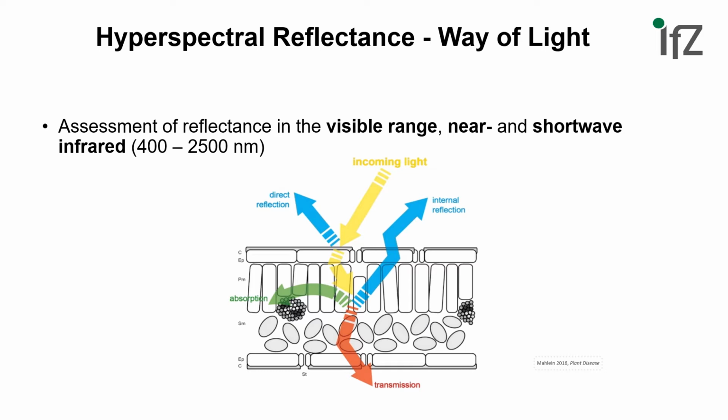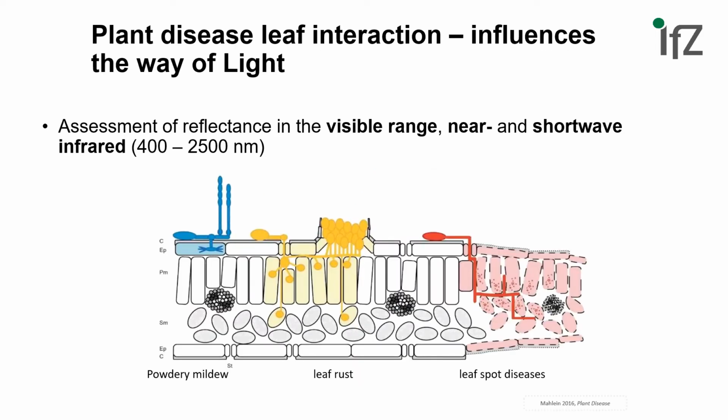This is the transmission, shown in red. Some part of the light is absorbed, shown in green, due to the content of plant pigments. And what we are able to measure consists of the internal reflectance after diverse scattering processes and the direct reflectance from the leaf surface.